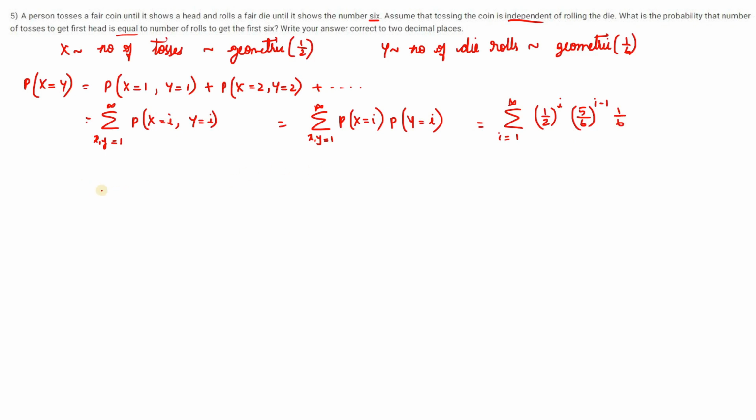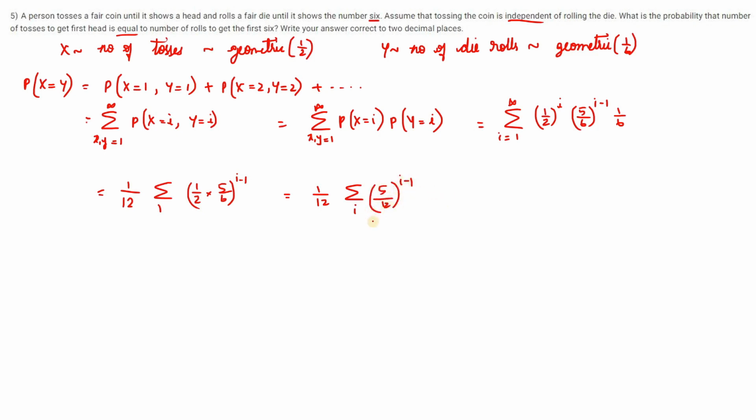I'll make the powers of these two terms equal. So I'll take one factor of 1 by 2 outside, and 1 by 6 outside, which gives 1 by 12 times the summation over i of 1 by 2 into 5 by 6 whole to the power of i minus 1. So this is equal to 1 by 12 times the summation over i of 5 by 12 whole to the power of i minus 1.